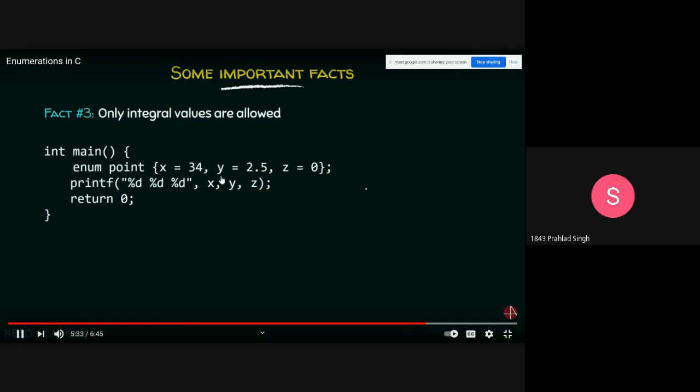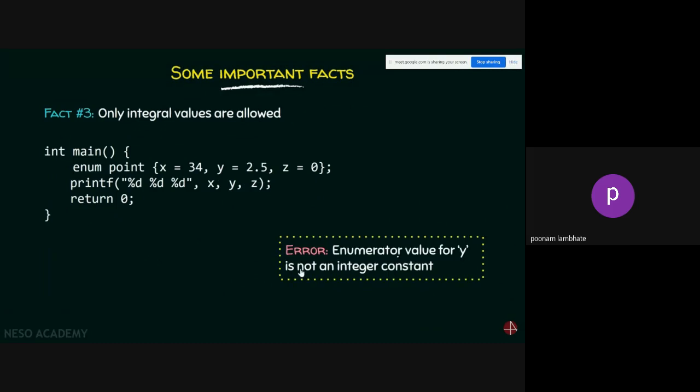Yes. Okay, and only integer constants are allowed. If I write y equal to 2.5, it is not valid. It will give you an error. It will say that enumerator value for y is not an integer constant. That means only integers can be the values over here. Compiler also uses integers, right? 0, 1, 2, 3, 4, and so on. You should also use integers.